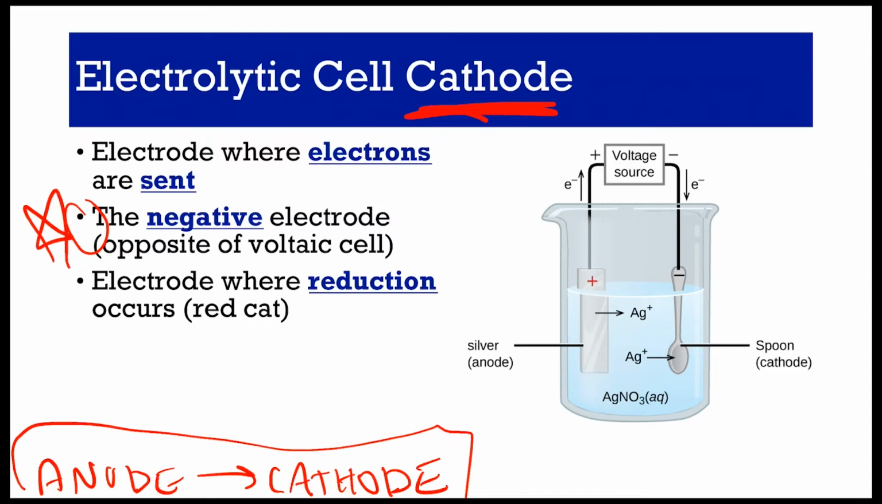So here you'll see the battery, and you have a plus and a minus. Whatever side the minus is on, that's what makes it the cathode. Now with electrolytic cells, there'll generally be a strip of metal and then a weird object like a key or a spoon. We'll talk about these uses of electrolytic cells, but this is one way you'll notice that it's electrolytic. Reduction still happens at the cathode, so red cat still makes sense. But the only thing that's different is that the cathode is negative.